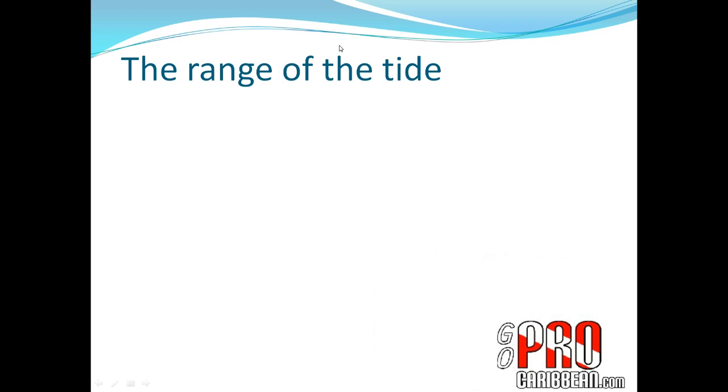Now, we also need to realize that geographically around the world, the highest high tide can be much lower in some places than the highest high tide in other places.